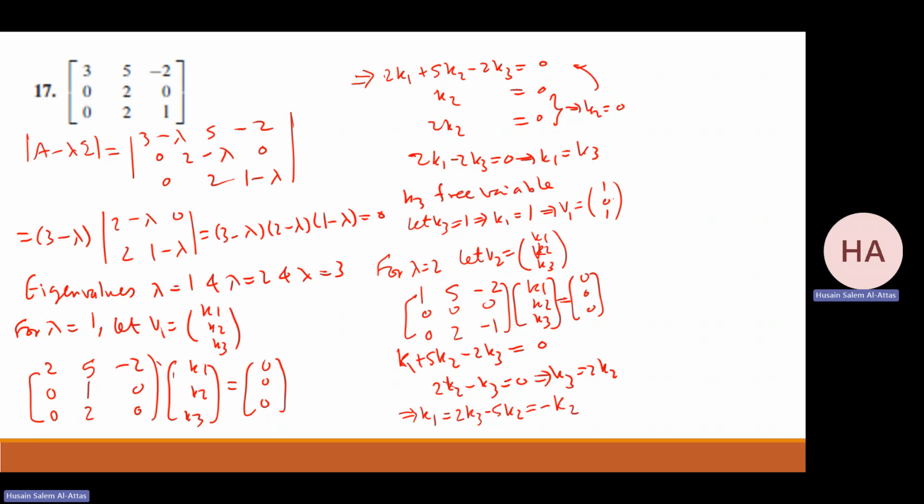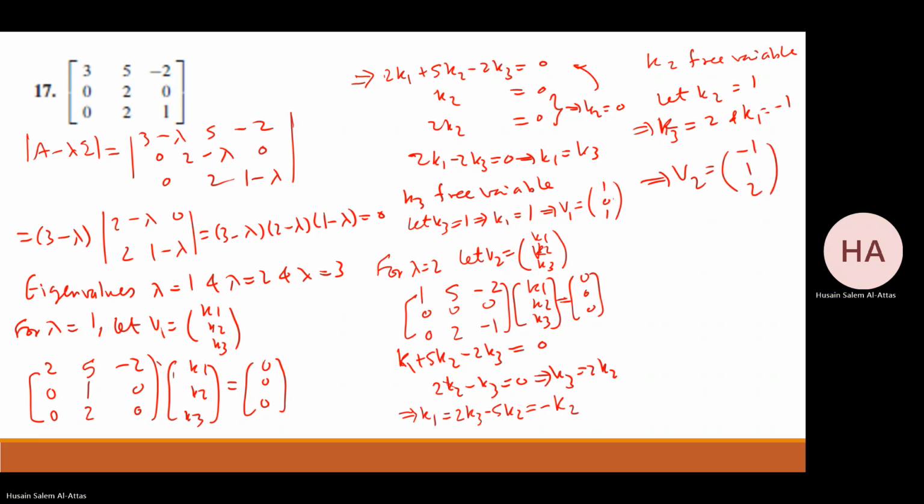So k2 is my free variable. So I let k2 be 1. I have k3 is 2. And k1 is minus 1. So my v2 is minus 1, 1, 2. That's the answer.